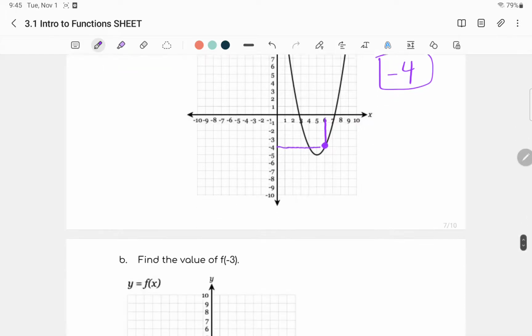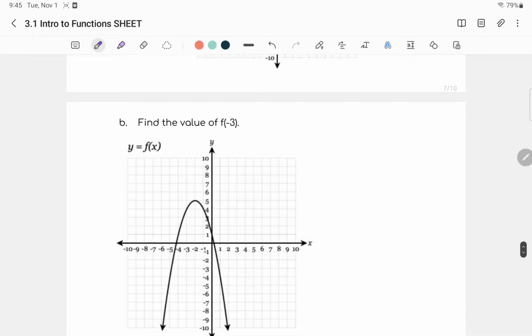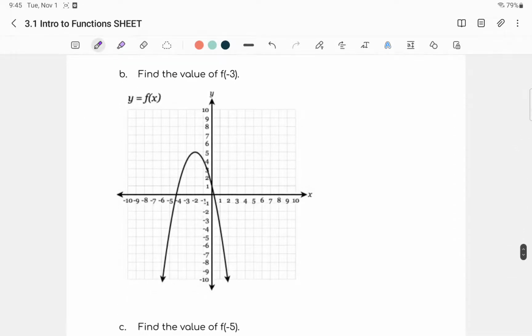So let's try another one. Find the value of f of negative 3. So again, where x is negative 3, because we're a function of x, right? So x is negative 3. So let's look for negative 3 on the x-axis. And that would be lining up right here. So what is y when x is negative 3? Y is 4. So my answer is 4.